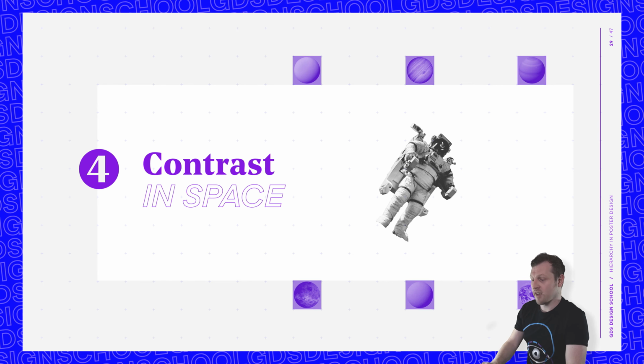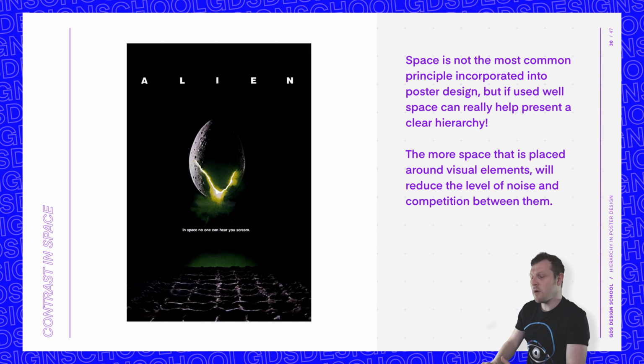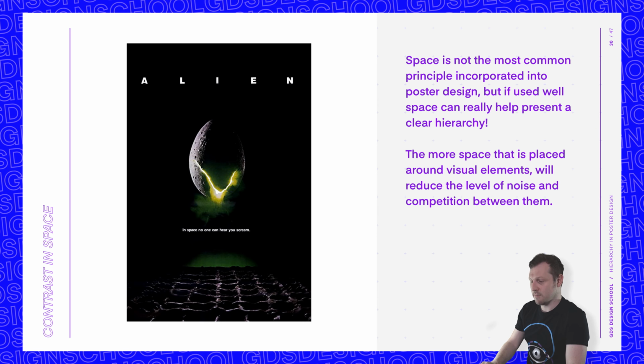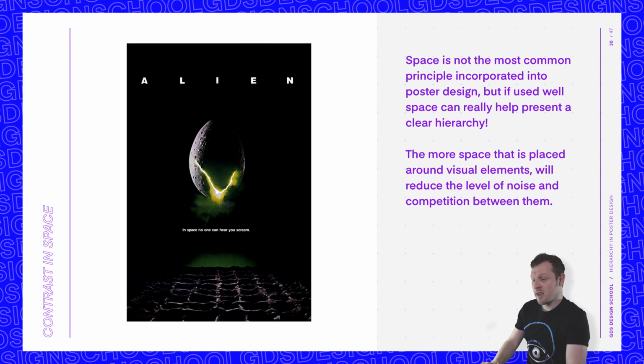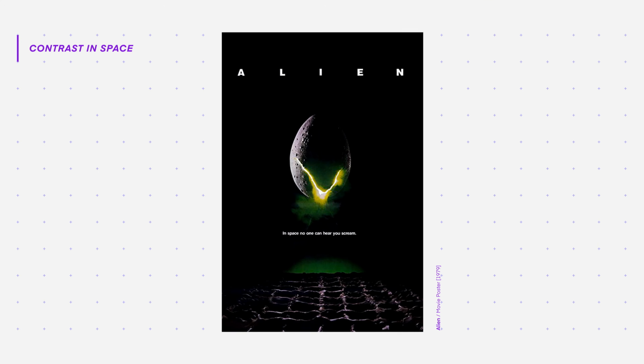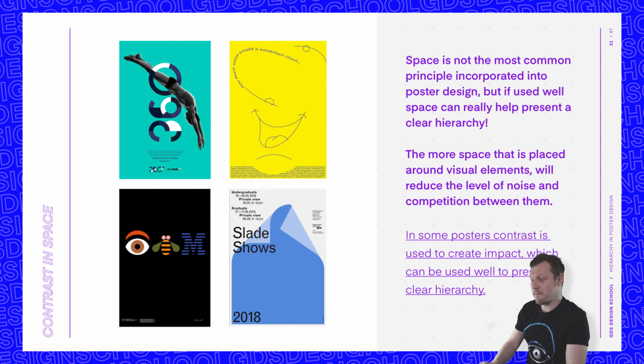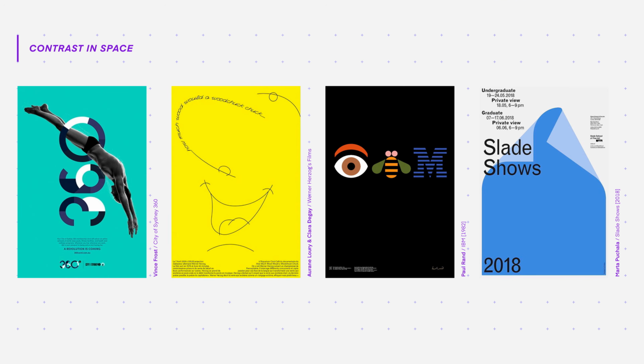The next way hierarchy can be achieved is contrast in space. Now, space is not the most common principle incorporated into poster design, but if used well, can really help present a clear hierarchy. The more space that is placed around visual elements will reduce the level of noise and competition between them. In some posters, contrast is used to create impact, which can be used well to present a clear hierarchy.